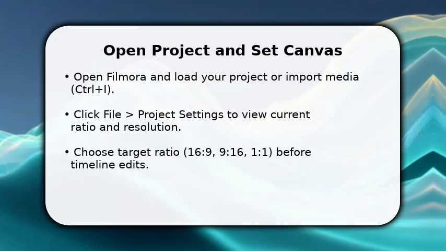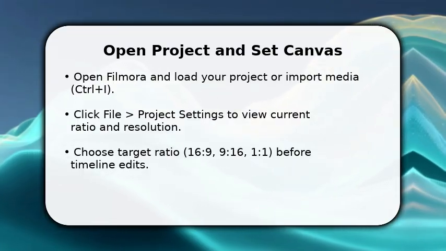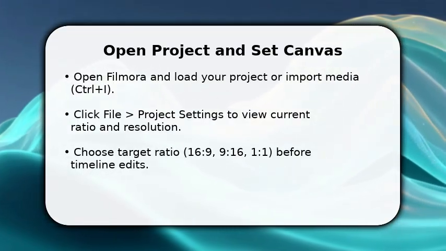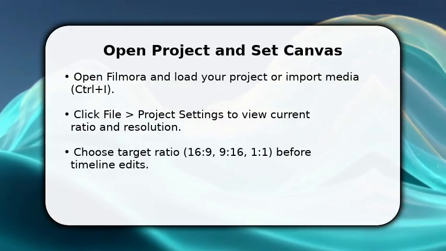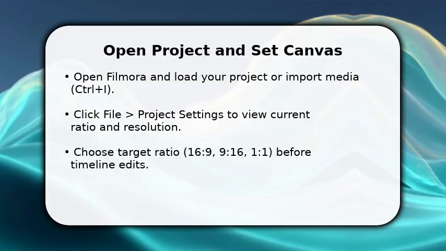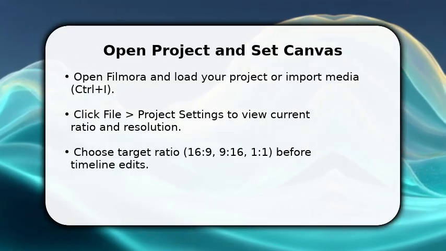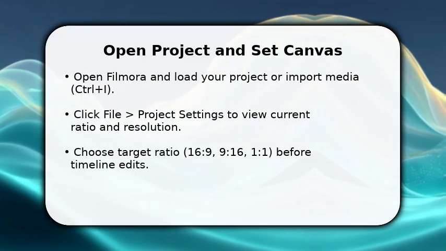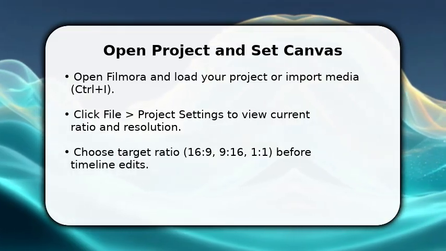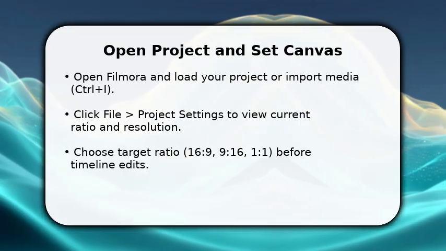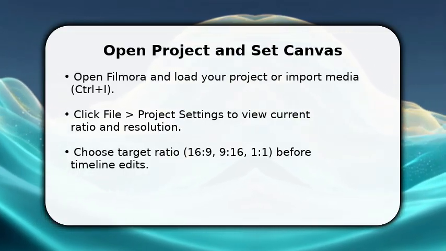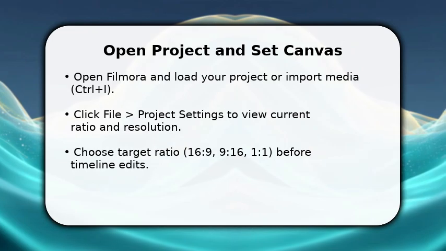Once done, go straight to File, Project Settings to check the current canvas ratio and resolution so you won't resize after lengthy edits. Make sure to pick the target ratio, 16:9 for widescreen, 9:16 for vertical, or 1:1 for social posts. Because Filmora scales differently, and choosing early preserves framing and avoids pixel loss later.